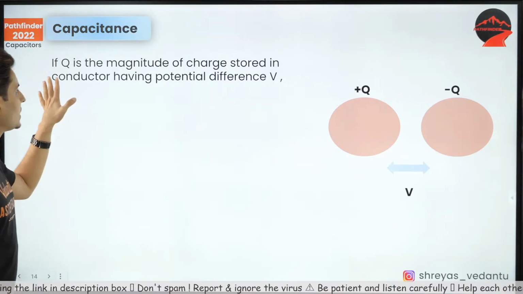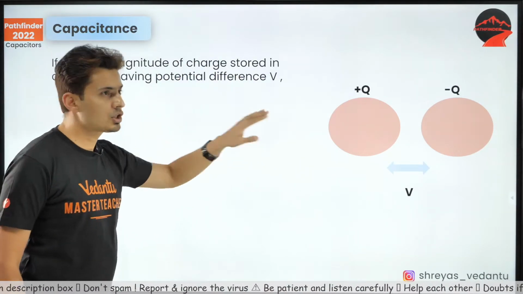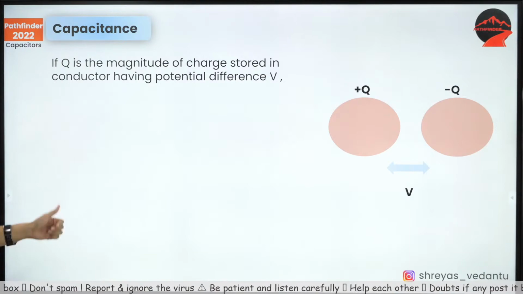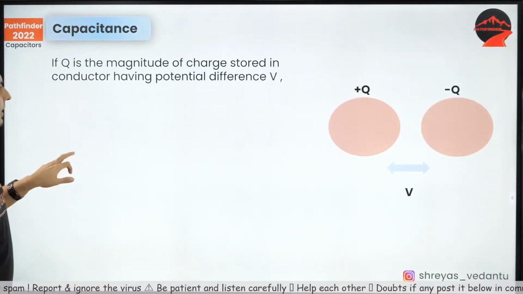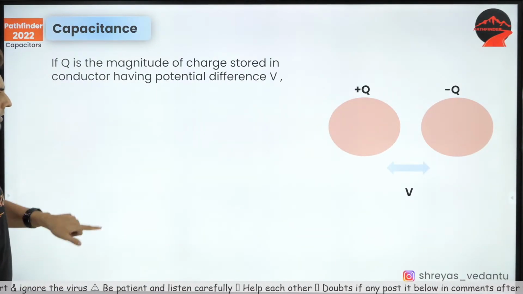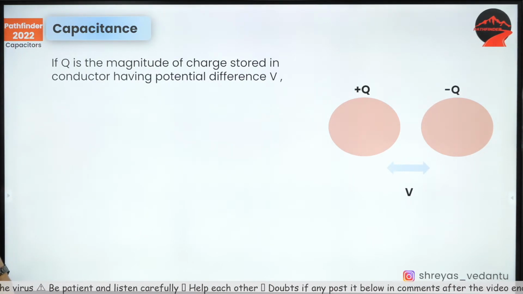So what did we see? So if Q is the magnitude of the charge stored, V is the voltage difference, then the value of the charge, where is it? Is it not coming? Okay, come on.